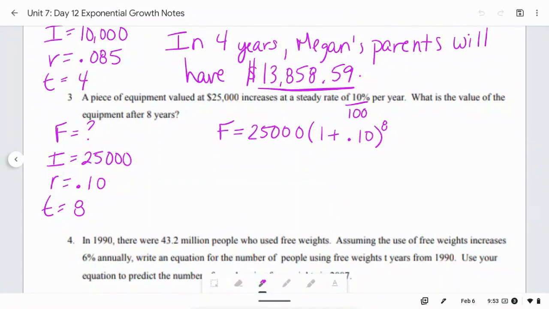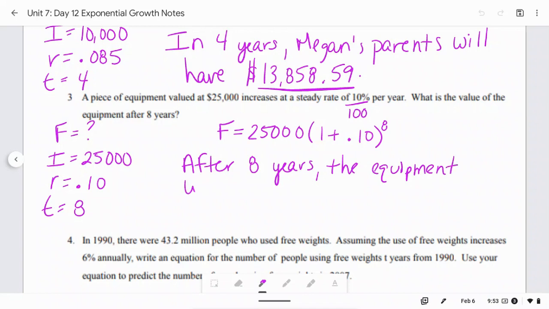So my answer in a sentence would be after 8 years, the equipment will be worth $53,589.72.